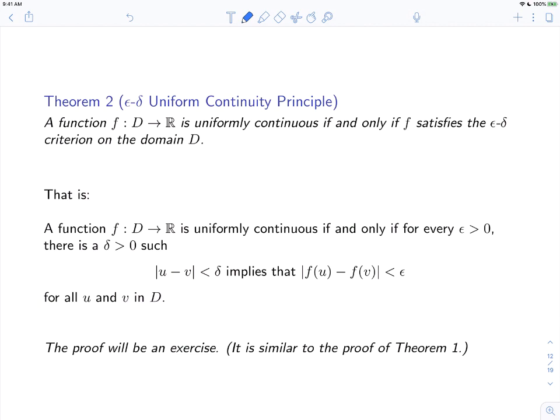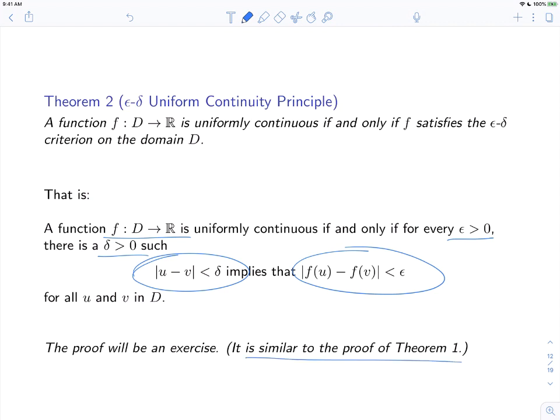A function f from D to R is uniformly continuous if and only if it satisfies the epsilon delta criterion on the domain D, on the whole domain. So we're not looking at just a single point, we're looking at any 2 points in the domain which are close enough to one another. So a function f from D to R is uniformly continuous if and only if for every epsilon greater than 0 you can find some delta greater than 0 such that the distance between u and v being less than delta implies that the distance between their outputs is less than epsilon. So the proof is similar to the proof of theorem 1, and so we're going to leave it as an exercise.